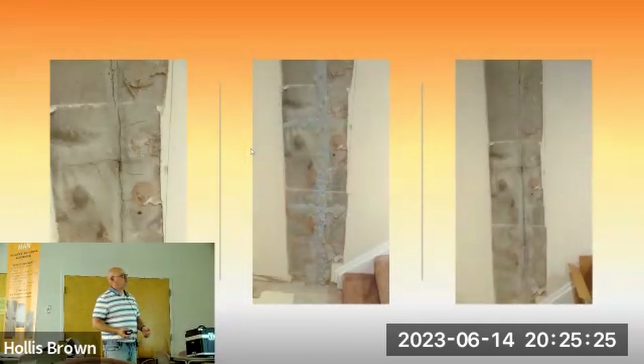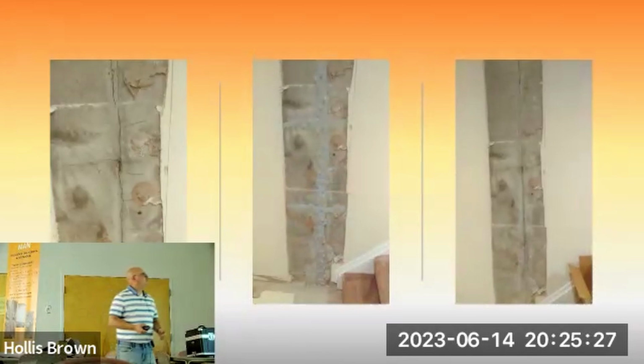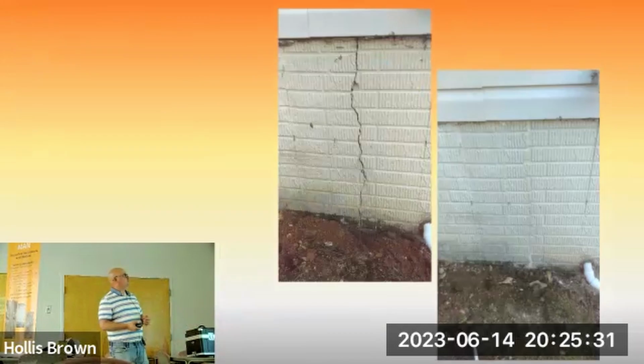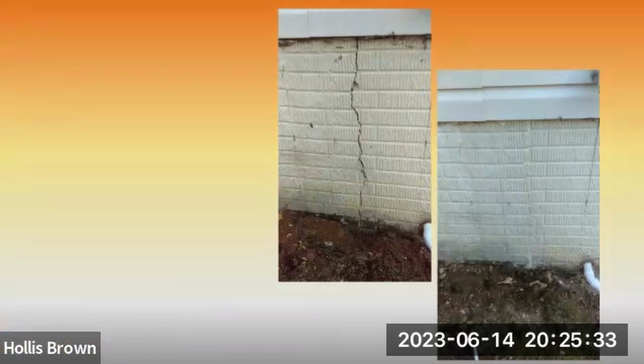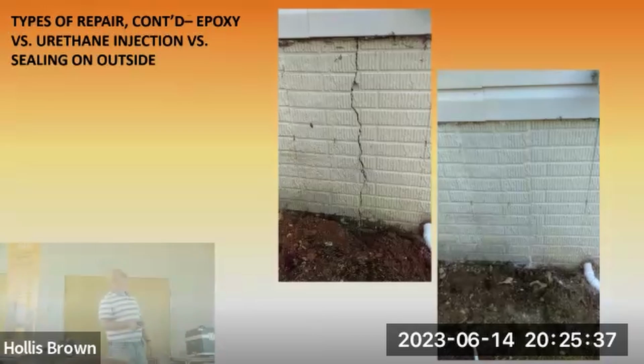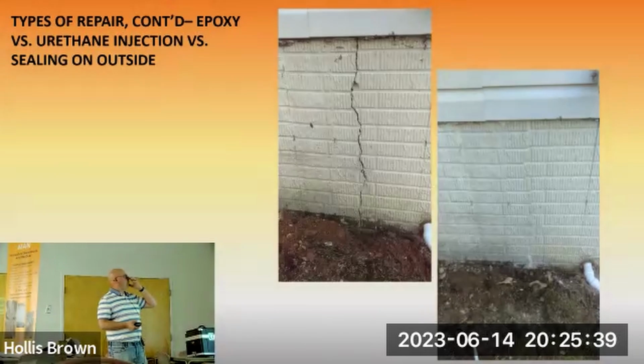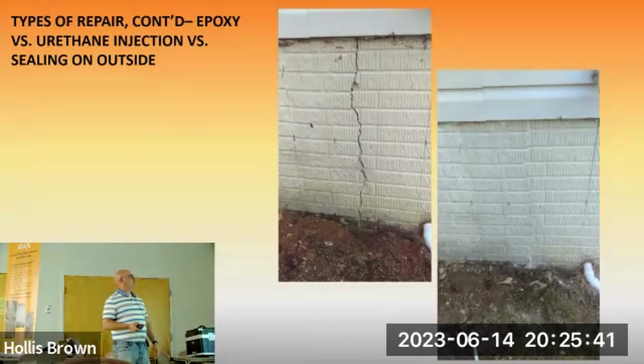Here's a few pictures of different cracks that have been injected. Let me see what's coming up next. That's an exterior one again. Okay. Types of repair: continued epoxy versus urethane versus sealing on the outside.